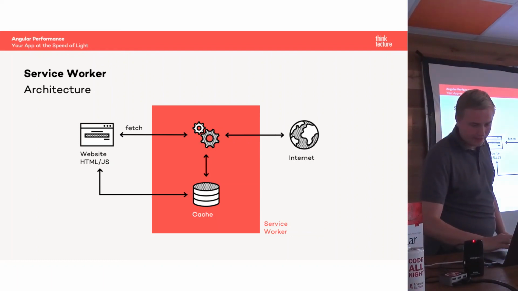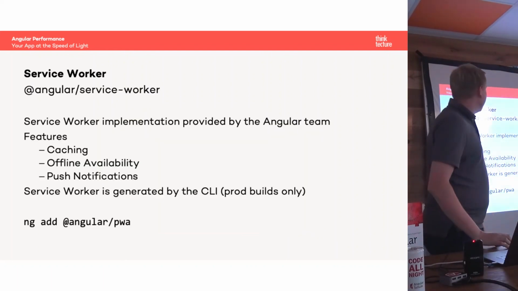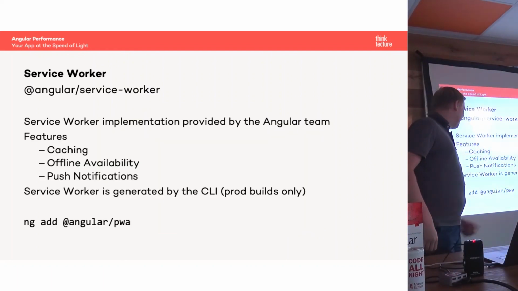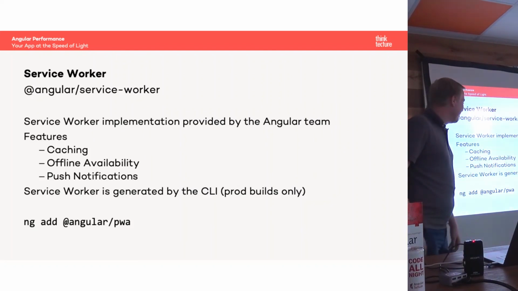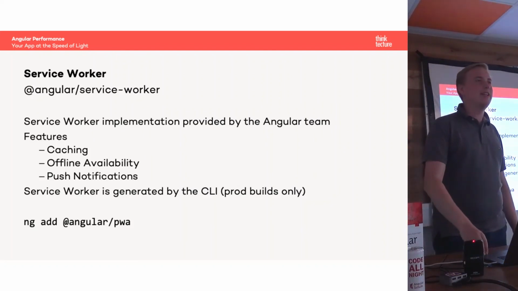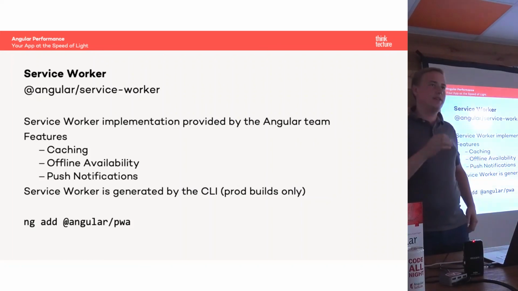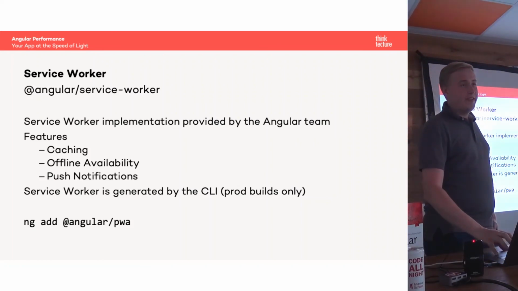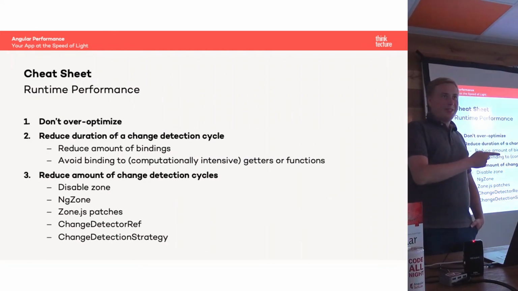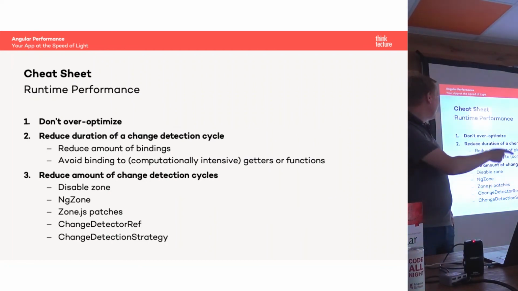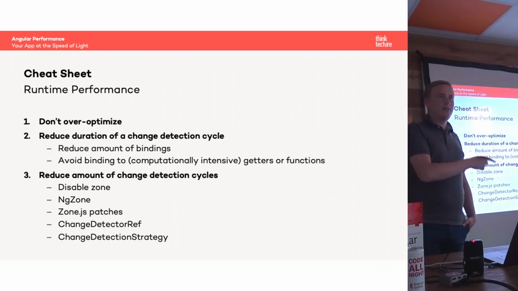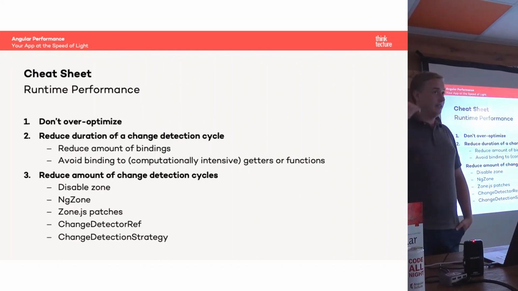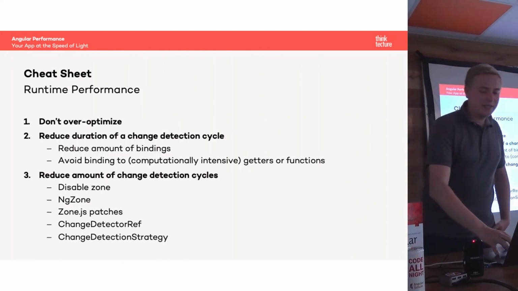All right. If you want to do service workers, just run ng add, as we've learned, at Angular PWA, and you're good to go, because that automatically attaches to your ng build --prod command. In the slides, which I will upload to SpeakerDeck afterwards, you will find that little cheat sheet which summarizes the different methods that we've seen in the first part for runtime performance.